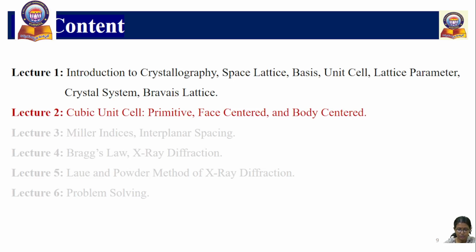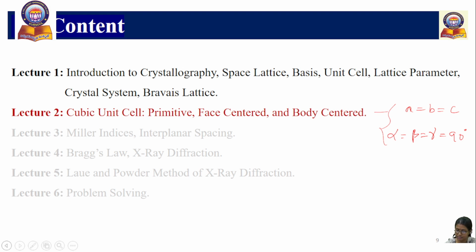Okay. So as we have started discussing cubic unit cell in the last lecture, we know that cubic means a equals b equals c, and alpha, beta, gamma are all equal to 90 degree. So here we are going to study in detail about the cubic unit cell. What are the details we are going to study here?